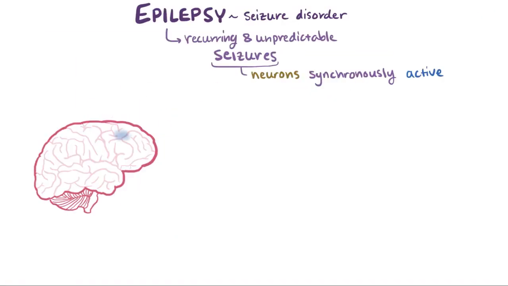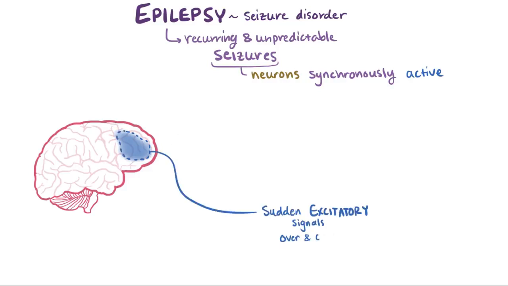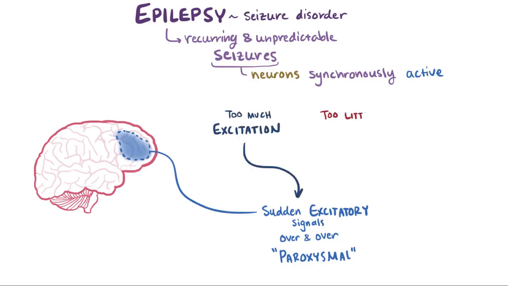During a seizure, clusters of neurons in the brain become temporarily impaired and start sending out a ton of excitatory signals over and over again, and these are sometimes said to be paroxysmal. These paroxysmal electrical discharges are thought to happen due to either too much excitation or too little inhibition, which are kind of two sides of the same coin, right?